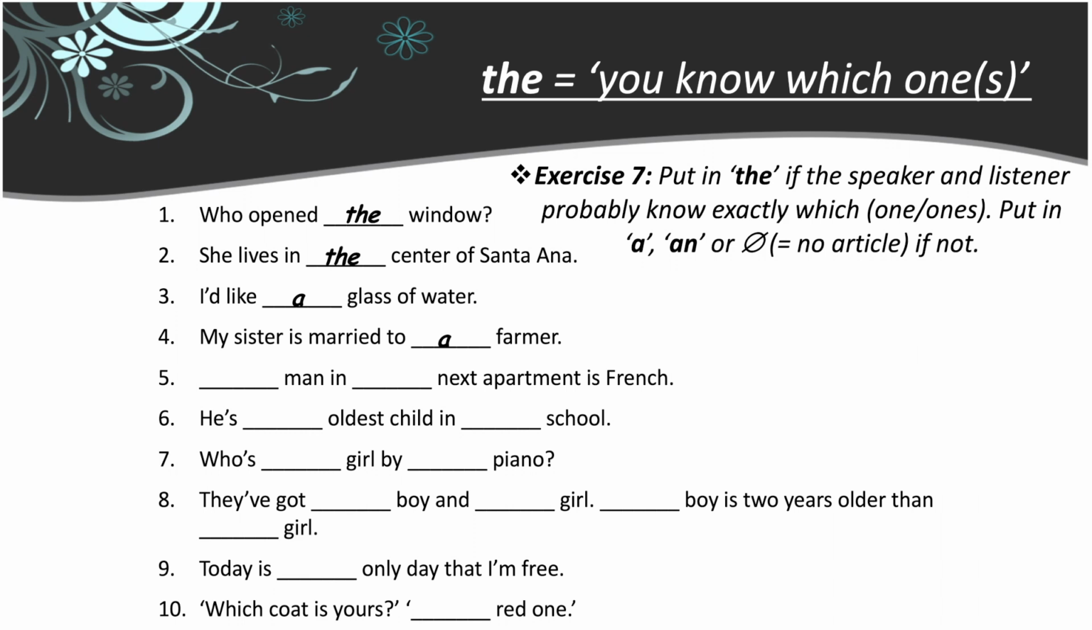I hope that makes sense. Number 5, the man in the next apartment is French. He must live alone because we know who I'm talking about. Number 6, he's the oldest child in school.